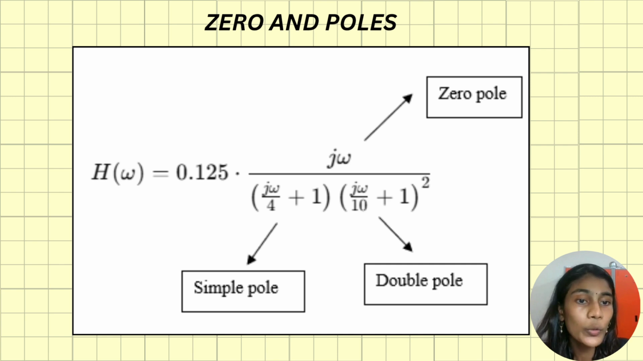Now we will move to the zeros and poles part. Okay, this is our final equation, which is H(ω) equals 0.125 times jω divided by (jω/4 + 1)(jω/10 + 1)². From this equation, we can identify that jω is a zero, jω/4 + 1 is a simple pole, and (jω/10 + 1)² is a double pole.